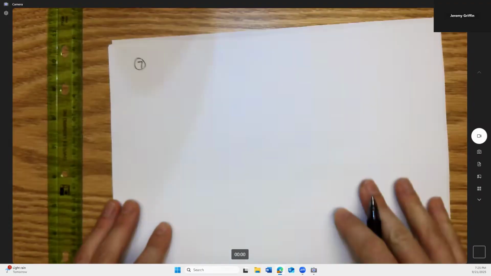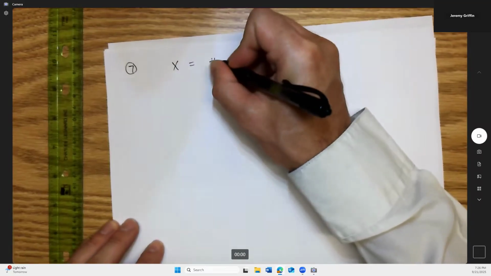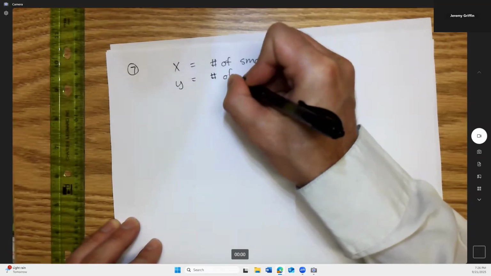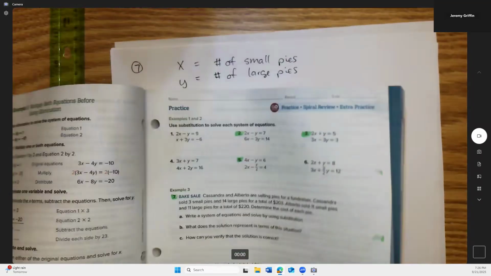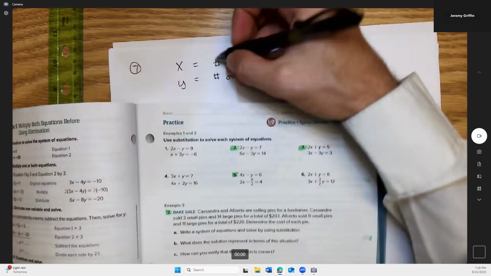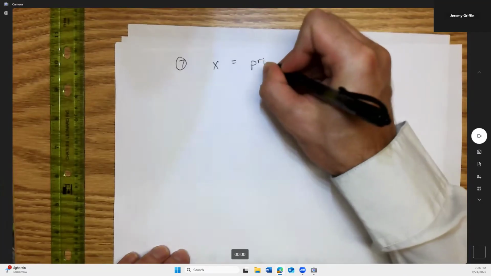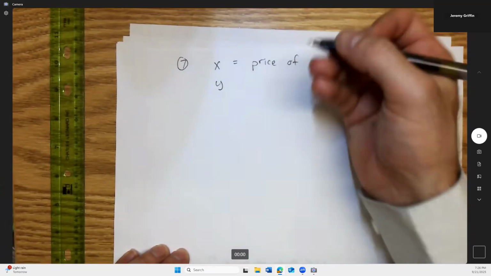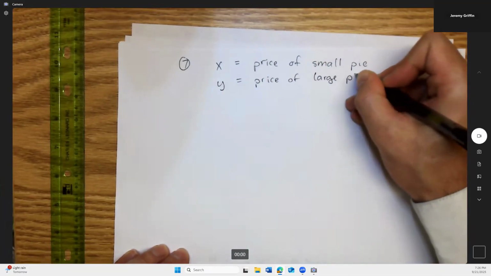So number 7, big sale. Okay, I'll have x equals number of small pies and y equals number of large pies. Right, so no, that's not what we're doing. Scratch that. We gotta start over. x should equal the price of a small pie, because we don't know the prices. That's what we have to determine. y equals the price of a large pie. There we go. That's better.